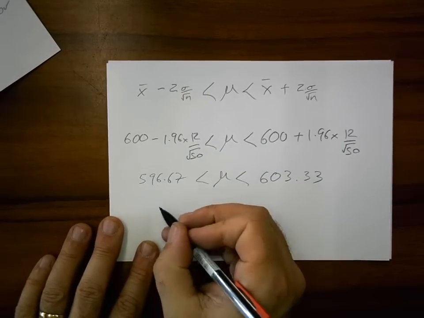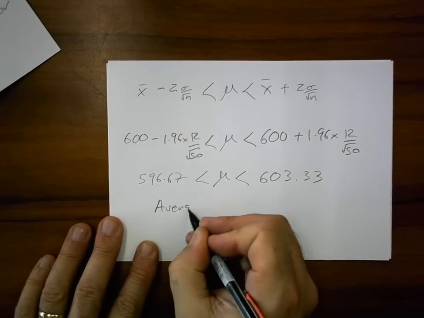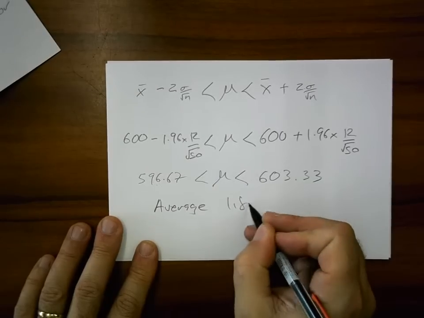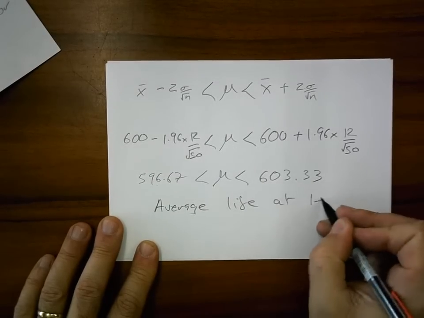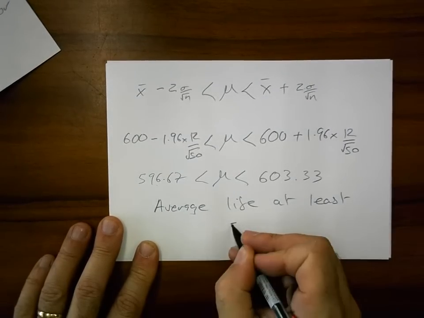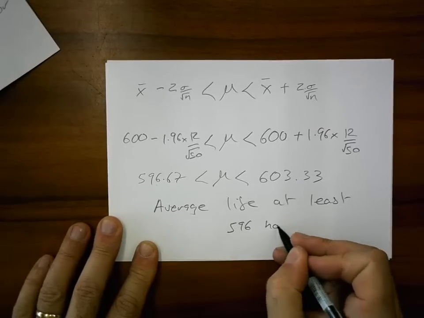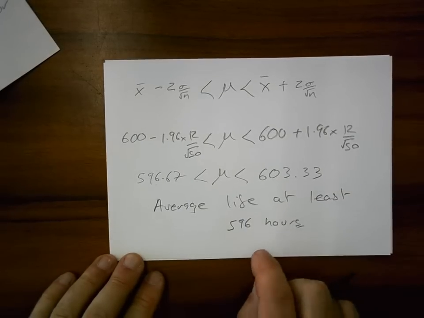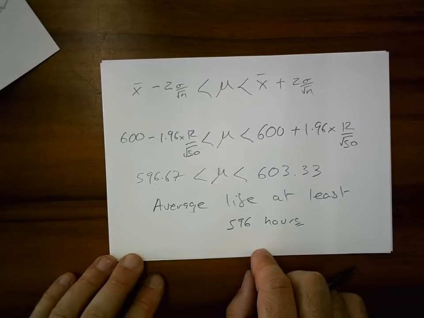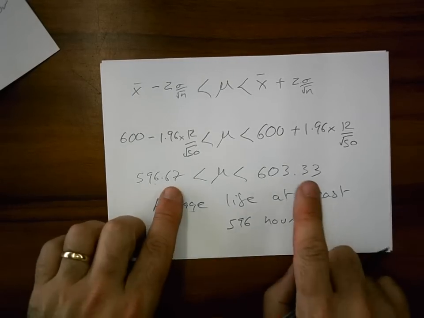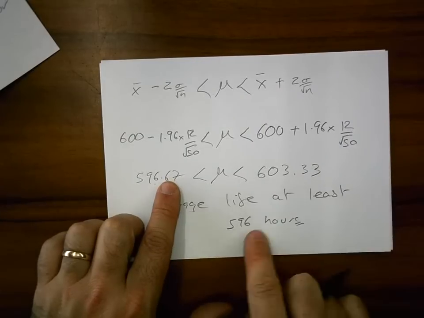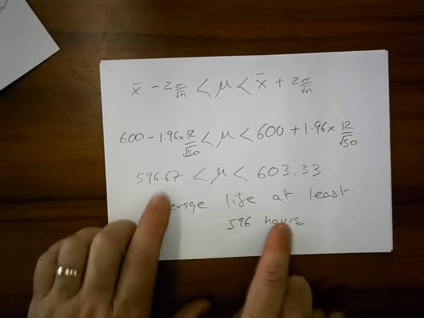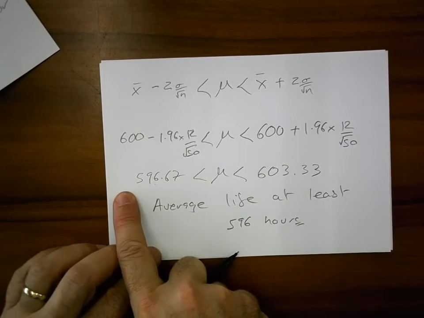And so now I'm going to say average life at least 596 hours. Okay? And that's a safe claim to make now, because I am 95% confident that the average life is actually between there and there. I'm not going to claim 600, I'm going to claim 596.